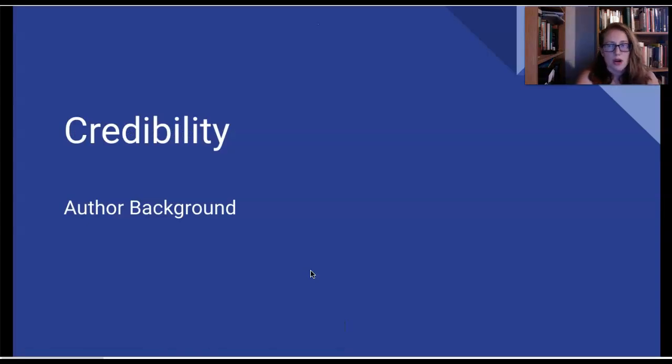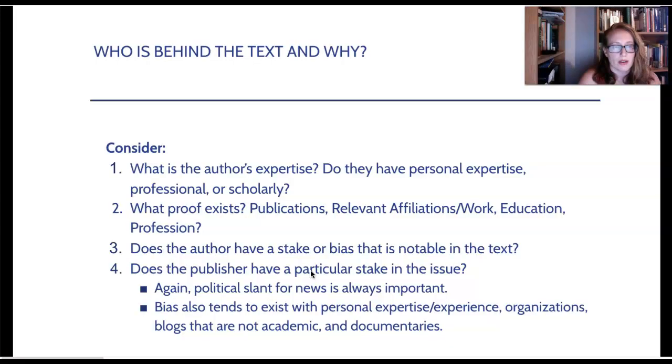Okay, so the next part is looking at the credibility. So we did the summaries. We're going to look at what to do with this author background stuff, which is going back to that question, who is behind the text and why? So some things to ask yourself or consider. And this is also part of the CRAP test when we're going through the authority of the text.